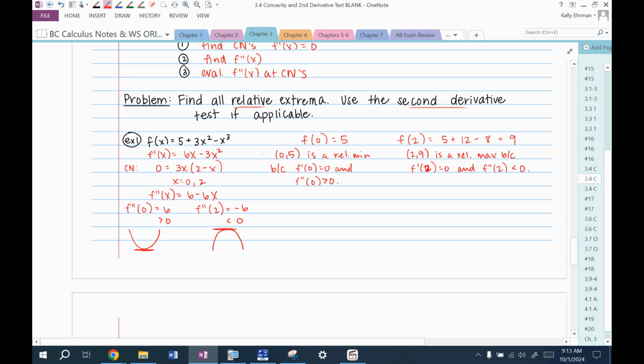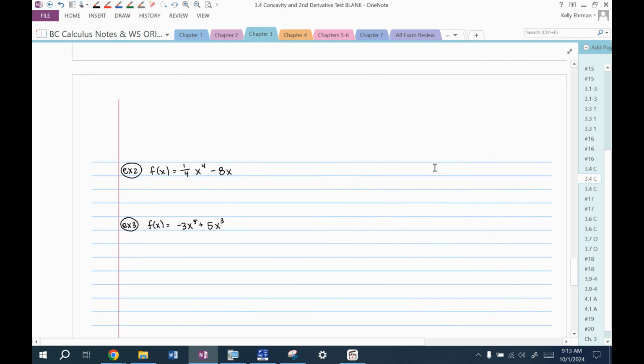You don't have to get into spelling out concavity and all of that stuff. This is how you justify. Okay, let's look at example 2. So example 2 here, let's find f prime. So this becomes 4 times 1/4 is 1. So this is just x to the third minus 8.